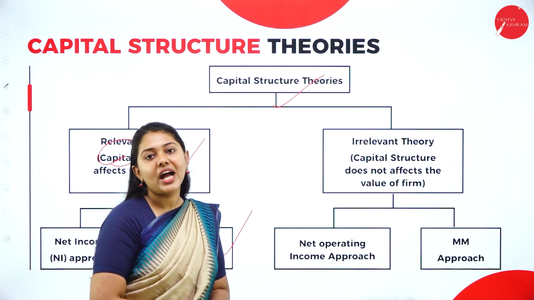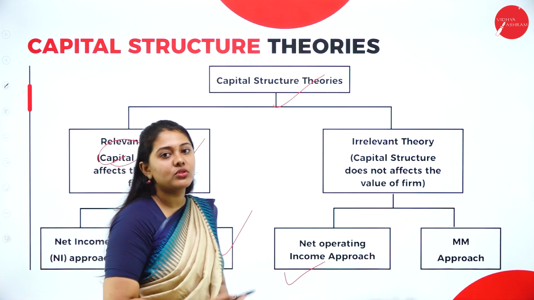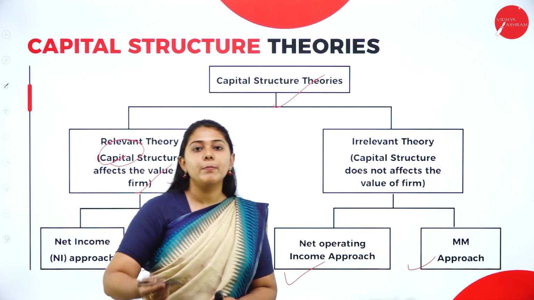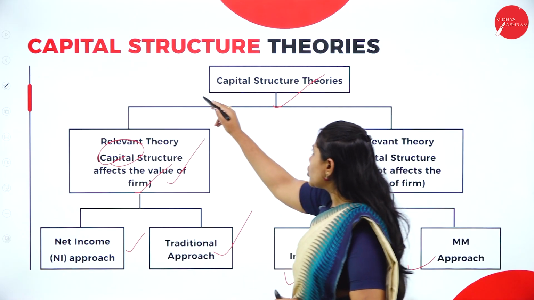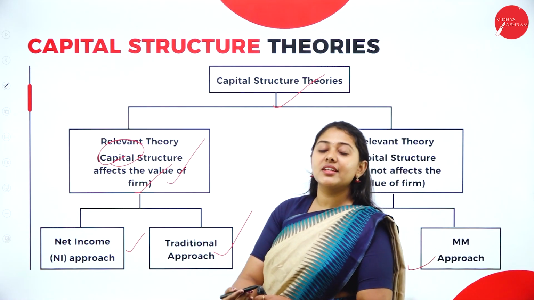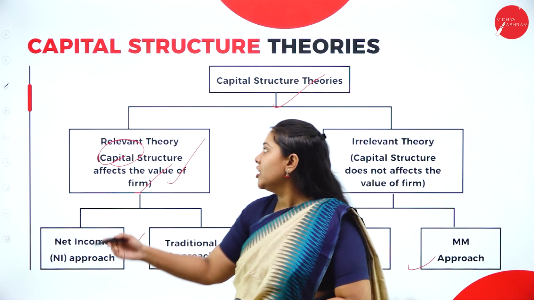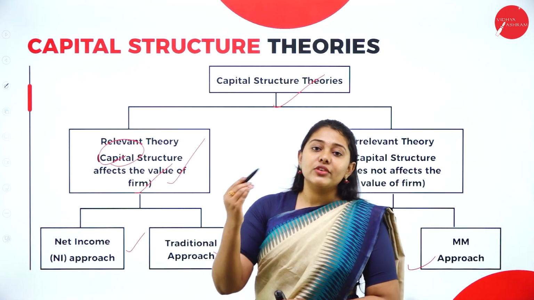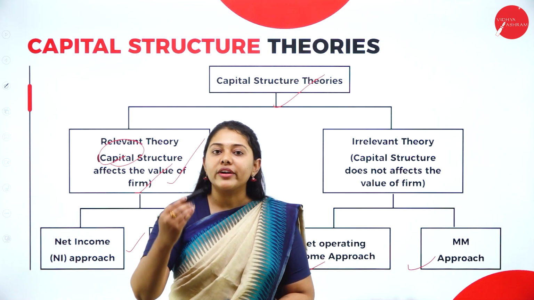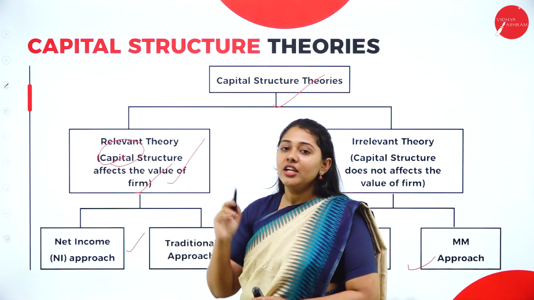Again, in that also we have two theories: the net operating income approach and the Modigliani-Miller approach. So these are the two important approaches that we have. Capital structure theory is mainly bifurcated into two theories, relevance theory and irrelevance theory. Why is it called relevance theory? Because capital structure will affect the value of the firm. So it is relevant. Whatever the value of the firm, that depends on the capital structure decision.